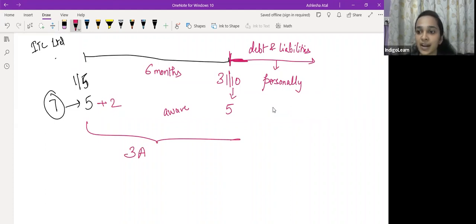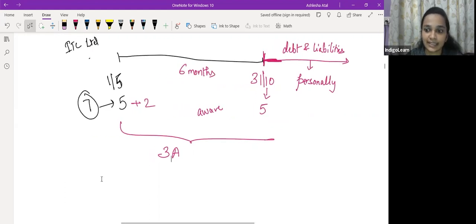ये point समझ में आया आप लोगों को? Did you understand this point? इस पे बहुत एक अच्छी case study भी बन सकती है. Both for MCQ questions as well as theory questions. Here, let's have a look at section 3A.